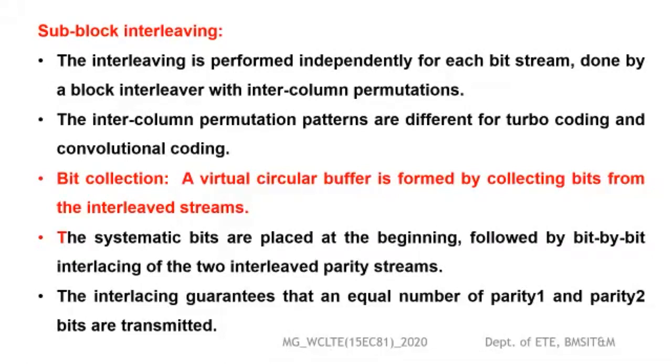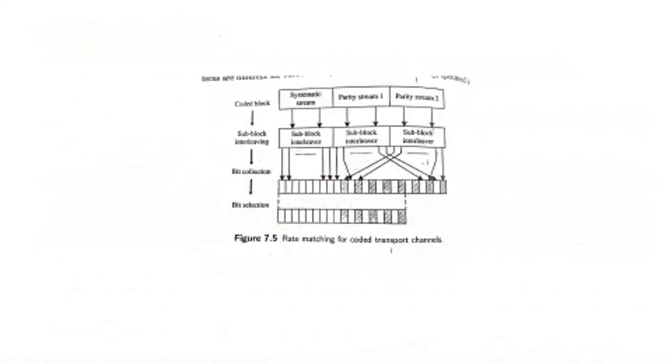Then about bit collection. Here a virtual circular buffer is formed by collecting bits from the interleaved streams. The systematic bits are placed at the beginning, followed by bit interlacing of the 2 interleaved parity streams. This interlacing will guarantee that an equal number of parity 1 and parity 2 bits are transmitted. If I show the diagram, you will understand. This is what the diagram is.